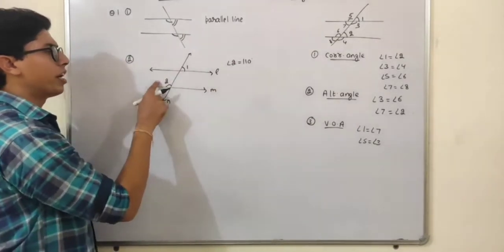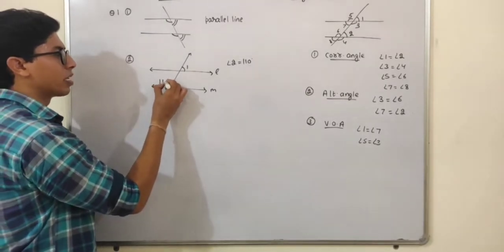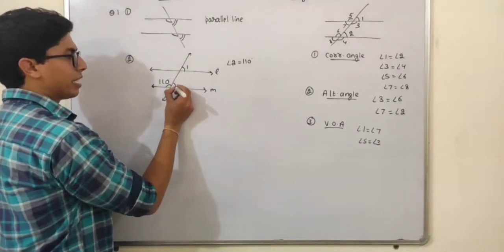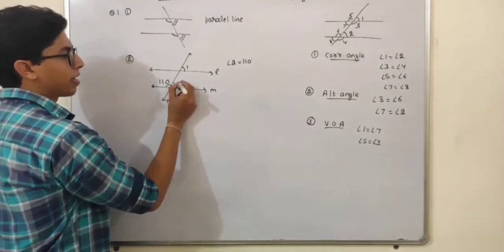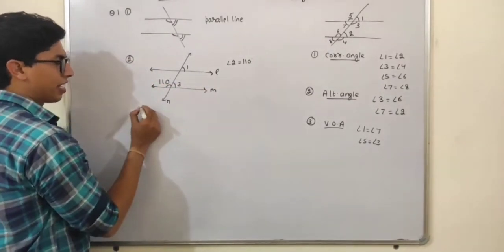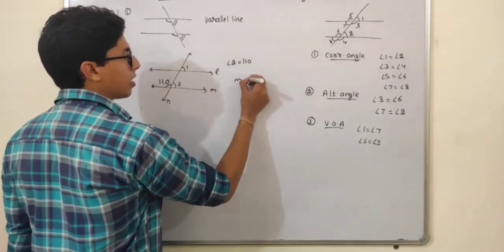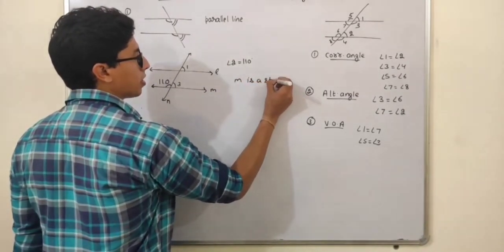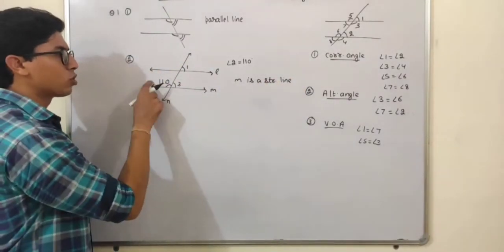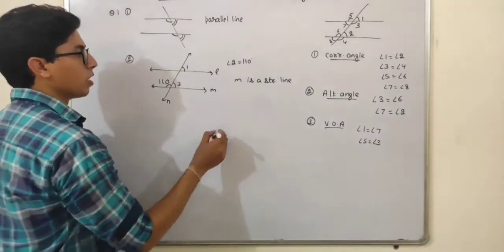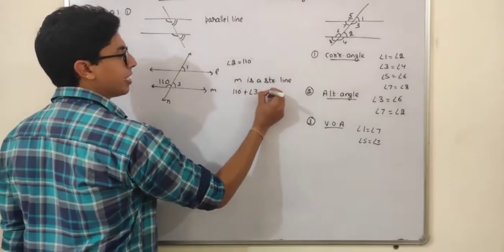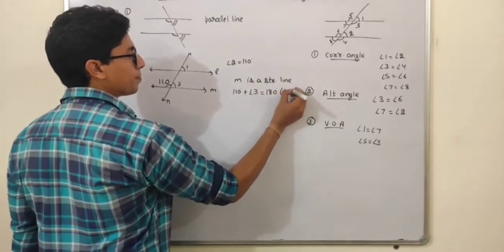See, angle 2 is 110. This angle is 110, students. It is given. Now, if I name this angle as angle 3, M is a straight line. Now, students, M is a straight line, so I can say that the sum of these two will be 180 because of linear pair. So angle 2 plus angle 3 is equal to 180. Reason is linear pair.